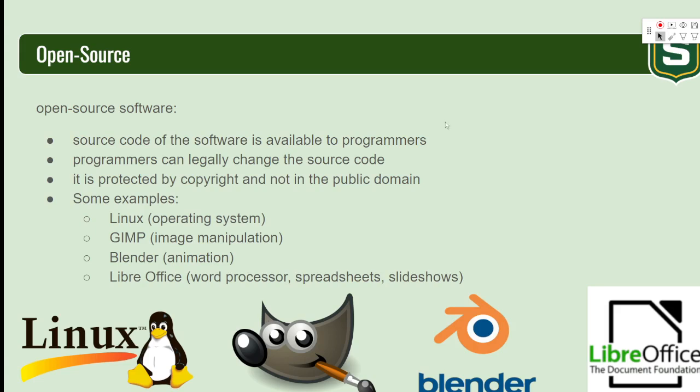Some examples of it are Linux, an open source operating system. GIMP: I don't pay for Adobe Photoshop, I use GIMP. It is an open source image manipulation tool. If you want to do 3D animations, Blender is an open source app.